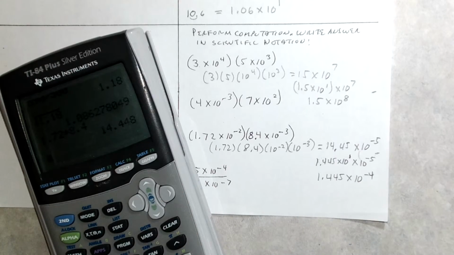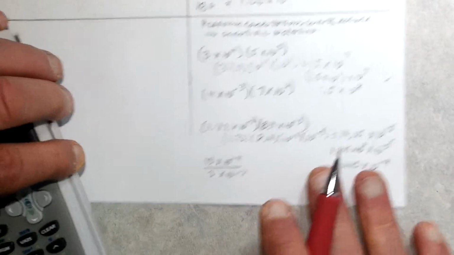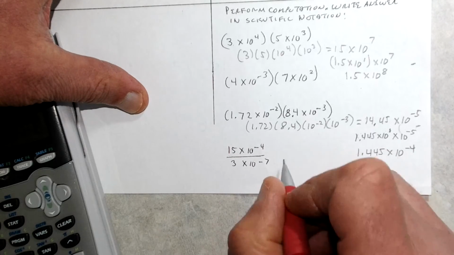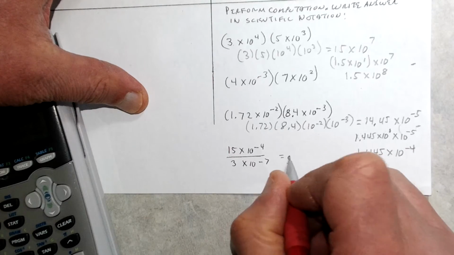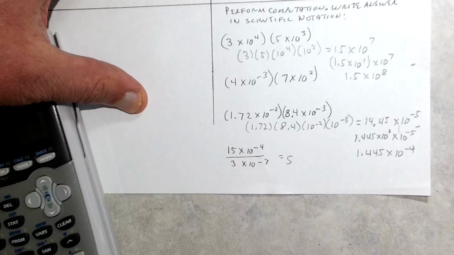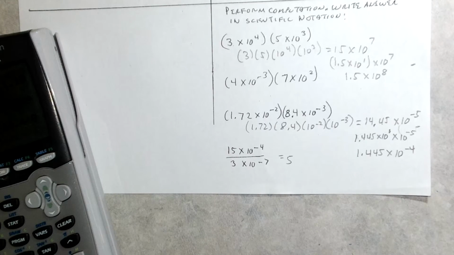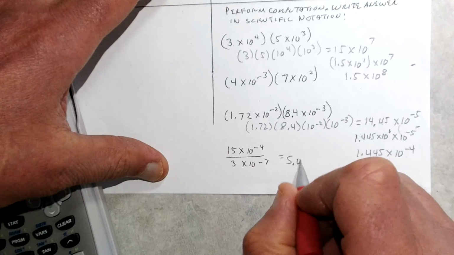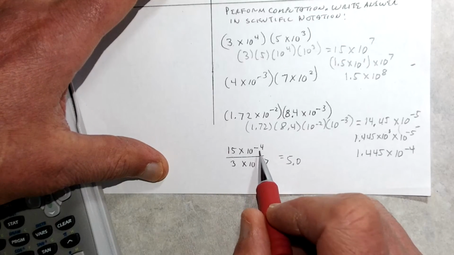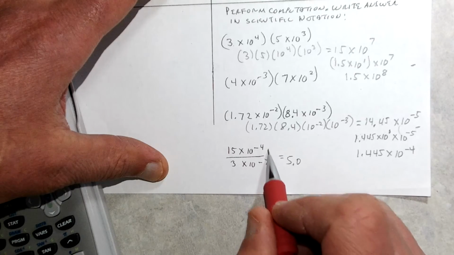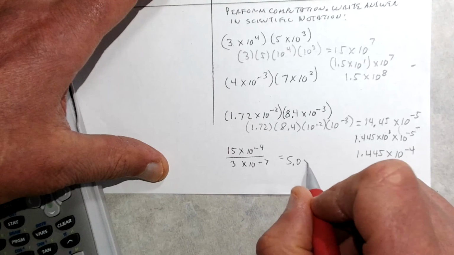Okay, let's try one more problem. Let's do a division problem. Well, I can divide these numbers. 15 divided by 3, that is 5. And by the way, if I'd get a decimal less than 1 here, I would then have to compensate just like I did up here eventually and convert it into scientific notation. Okay, but that is a decimal between 1 and 10. But then I use my quotient rule of exponents. Negative 4 minus a negative 7.